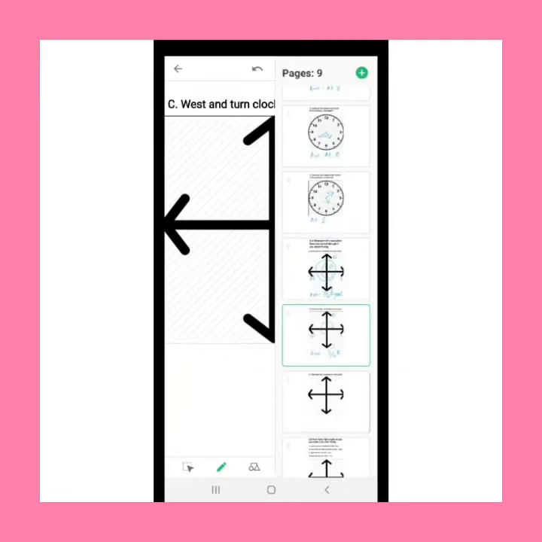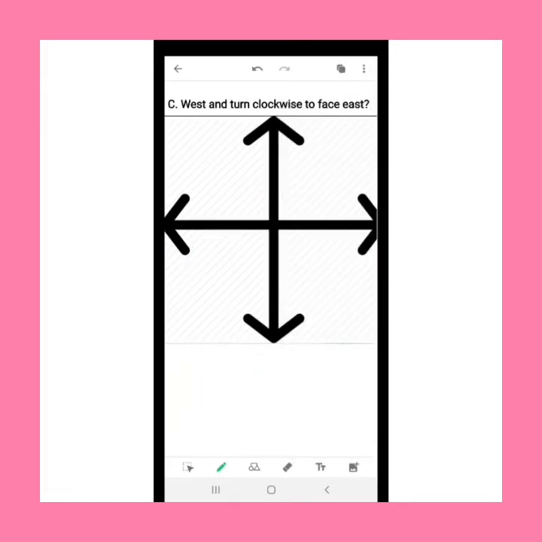Next is starting from west, where west is here, west, east, north, south. Starting from west and turn clockwise to face east. That means you have to start from here and reach up to here. This is the east direction. So how much turn have we taken? What is the revolution? It is half part. Half part is remaining. So half revolution we have done. So in this answer you will write half.